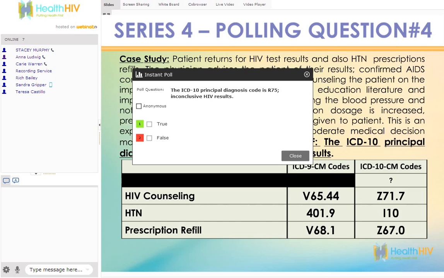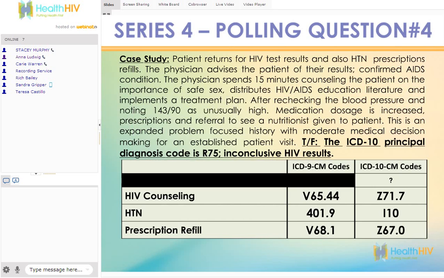Okay, looks like everyone is not sure of their code selection. So the question was, the principal diagnosis is inconclusive HIV test results. If you go back to the scenario, it said that the physician discussed with the patient that they have AIDS. So this one is false.